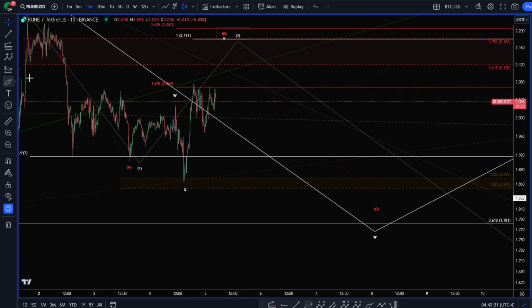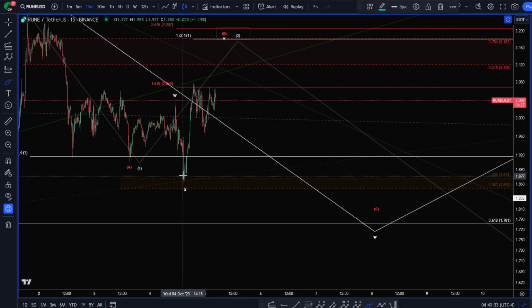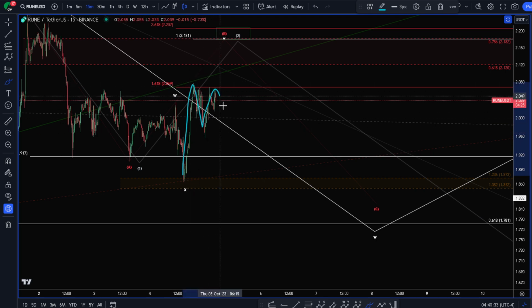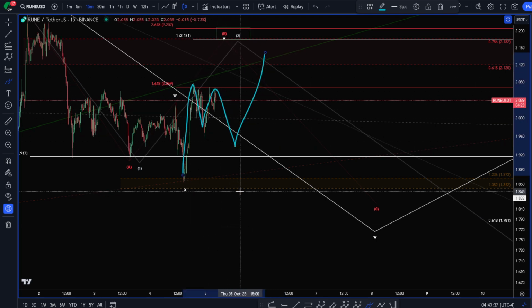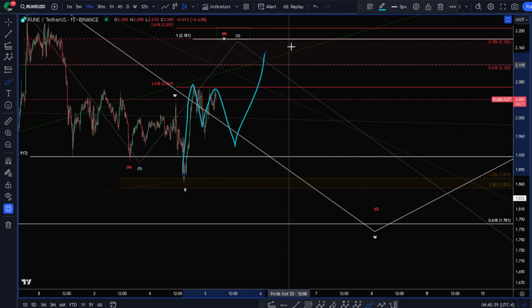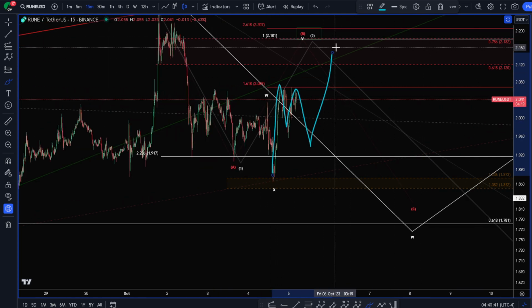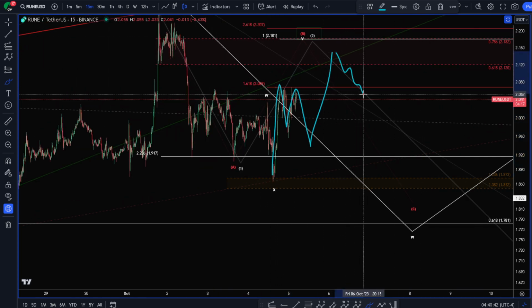Hard to say. This could be our A wave. We could come down here a little lower, then come up like so. Get our correction in, and then look for that impulse down for a really nice tight entry.